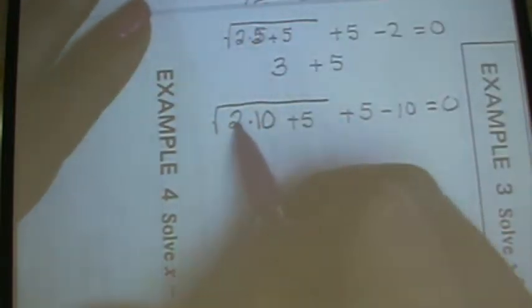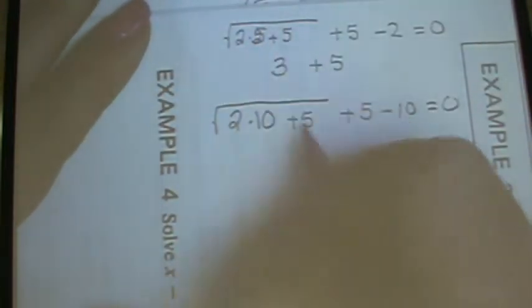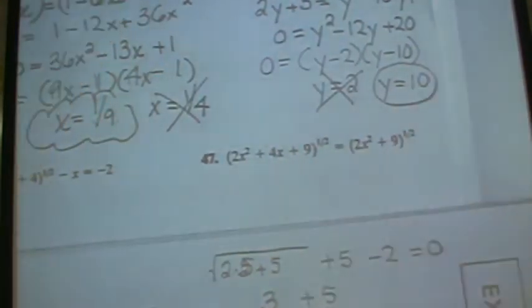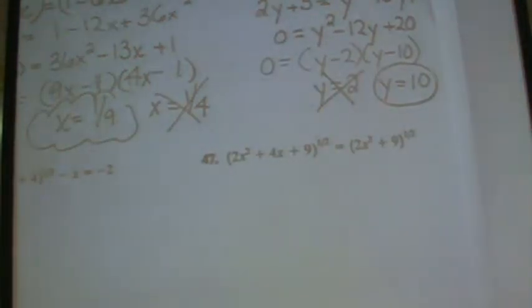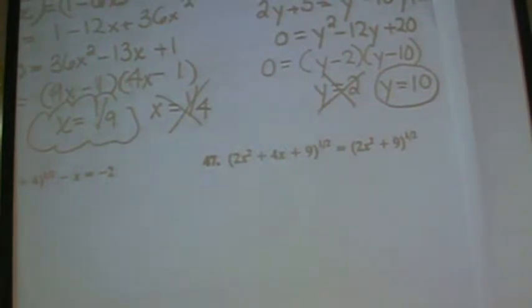So 2 times, we said 10. Does that give us 0? That's 25. Square root of 25 is 5. 5 plus 5 is 10, and 10 minus 10 is 0. So this one did work. Y is 10. 45.